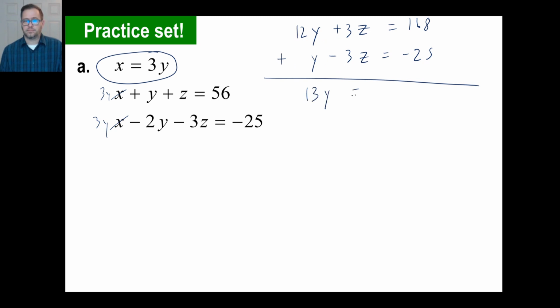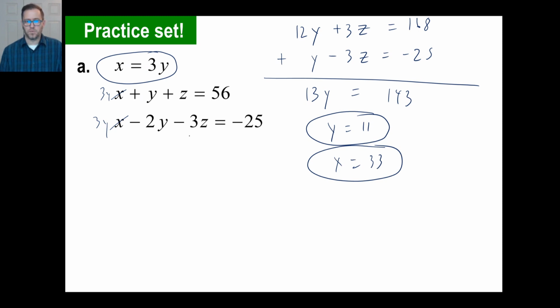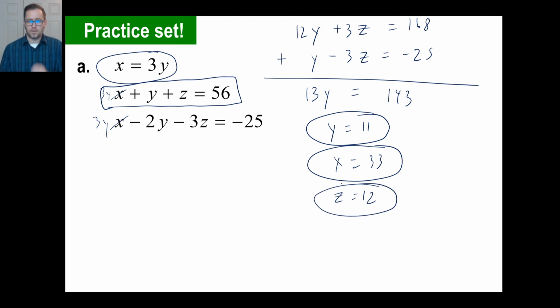13y is equal to 143. And if you know your 13s tables, I'm sure you all do, that's going to be 11. So y is 11. So x is 3 times 11, which means x is 33. And then we can pick either one of these. I'll just pick this one because it looks easier to figure out what z is. So 33 plus 11 is 44. 44 plus something is 56, and the z is going to be 12. Ugh, that was a mess, wasn't it?